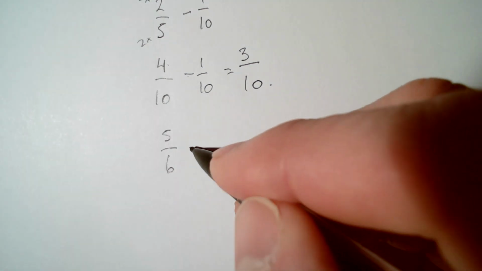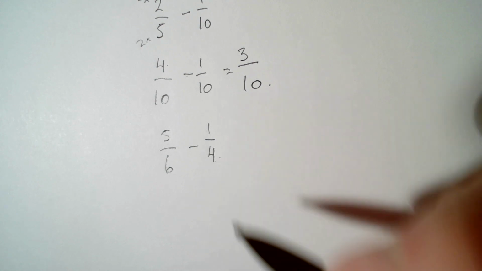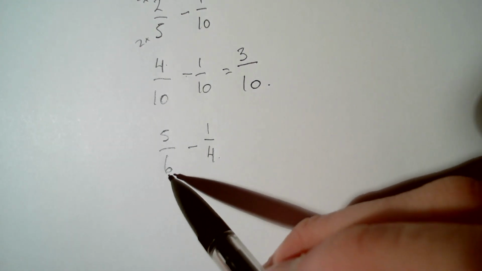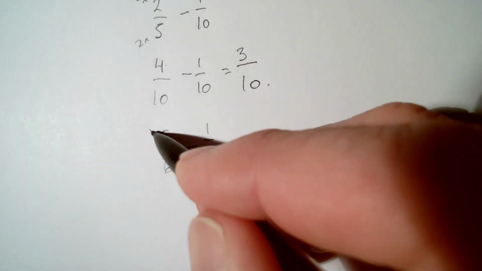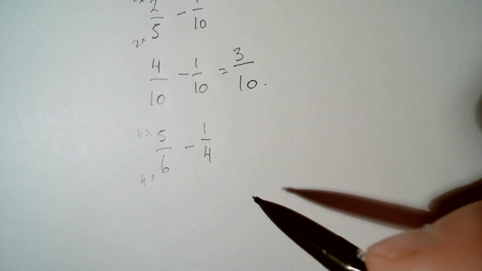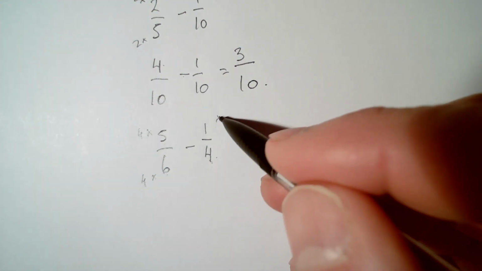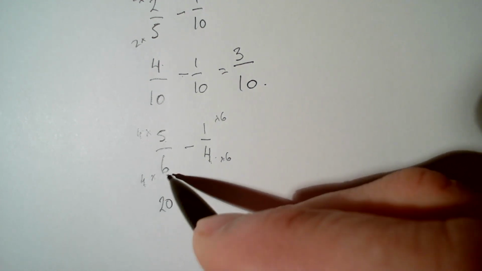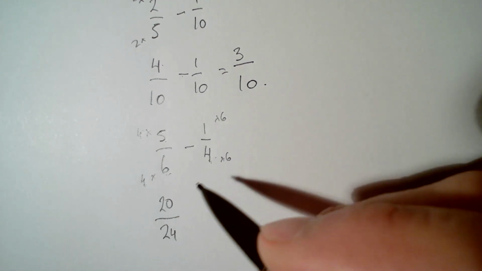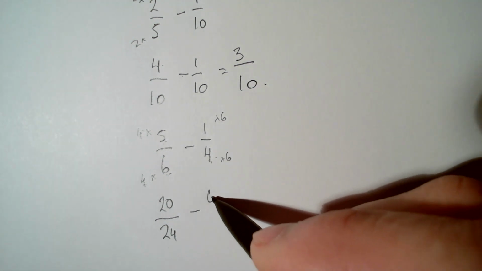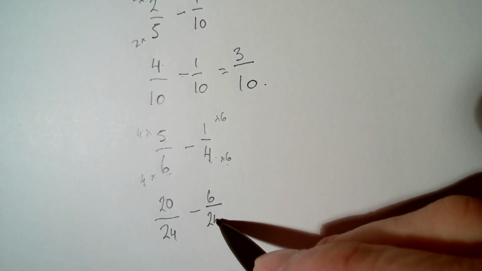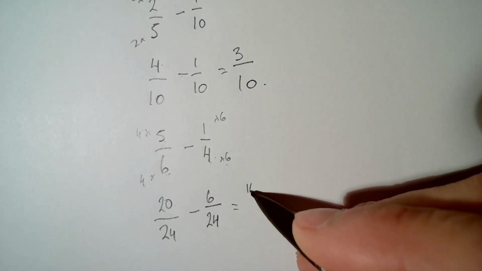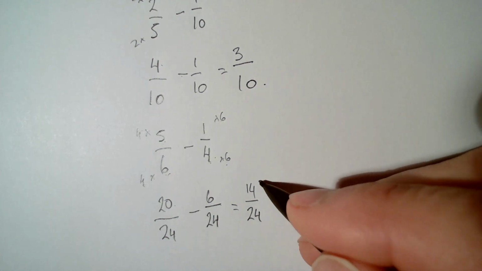Now let's look at 5/6 minus 1/4. Once again, the denominators are not the same, so we're going to multiply each fraction by the opposite denominator. So let's multiply the first fraction above and below by 4, and the second fraction above and below by 6. 4 5s are 20, and 4 6s are 24. Then we have 6 1s are 6 and 6 4s are 24. Now our denominators are the same, so we can subtract the numerators. 20 minus 6 is 14 over 24.